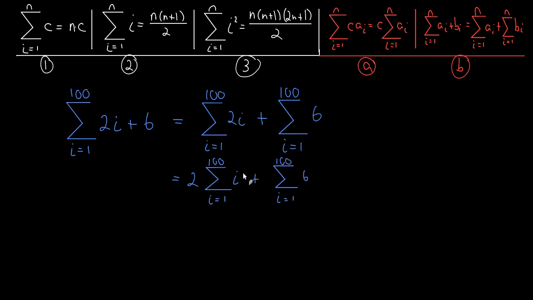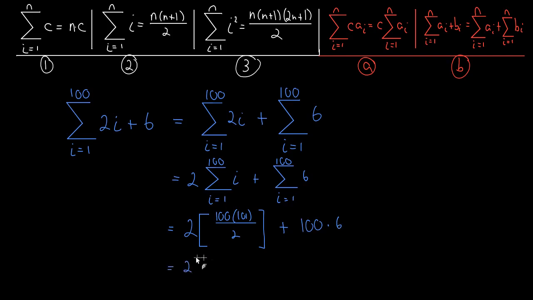And now we've taken this more complicated thing here, we've broken it down into smaller pieces, each of which has a formula. This has formula 2 that we can use, and this has formula 1, just the sum of a constant, that we can use. Okay, so let's go ahead and use those formulas. So this is 2 times, and we use formula 2, and that's 100 times 101 all over 2, plus formula 1 says that this is just going to be n times c, or in other words, in our example, 100 times 6.